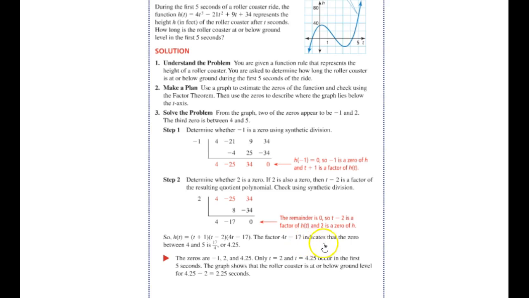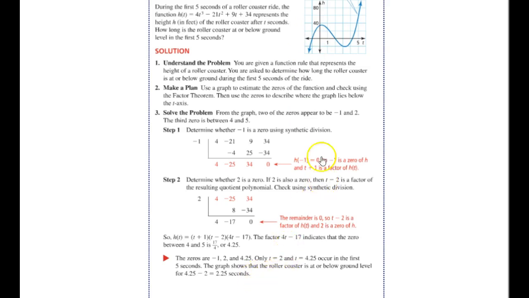So 4t minus 17 indicates that my 0, right, I could set this equal to 0, is at 17/4 or 4.25. And that's why I couldn't find this one right off the bat. So here's my zeros, right? Negative 1, 2, and 4.25. But I really only care about t equals 2 and t equals 4.25 because I can't have a negative time, right? So I don't care about this 0 that's in the negative.